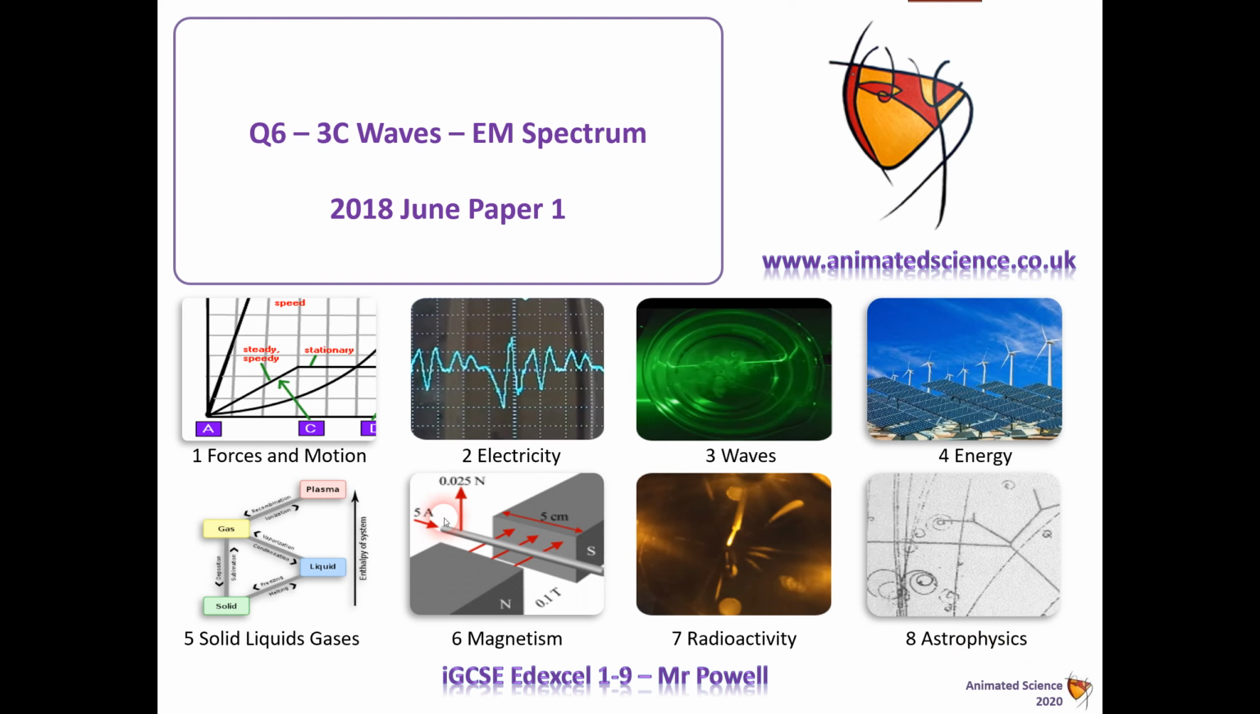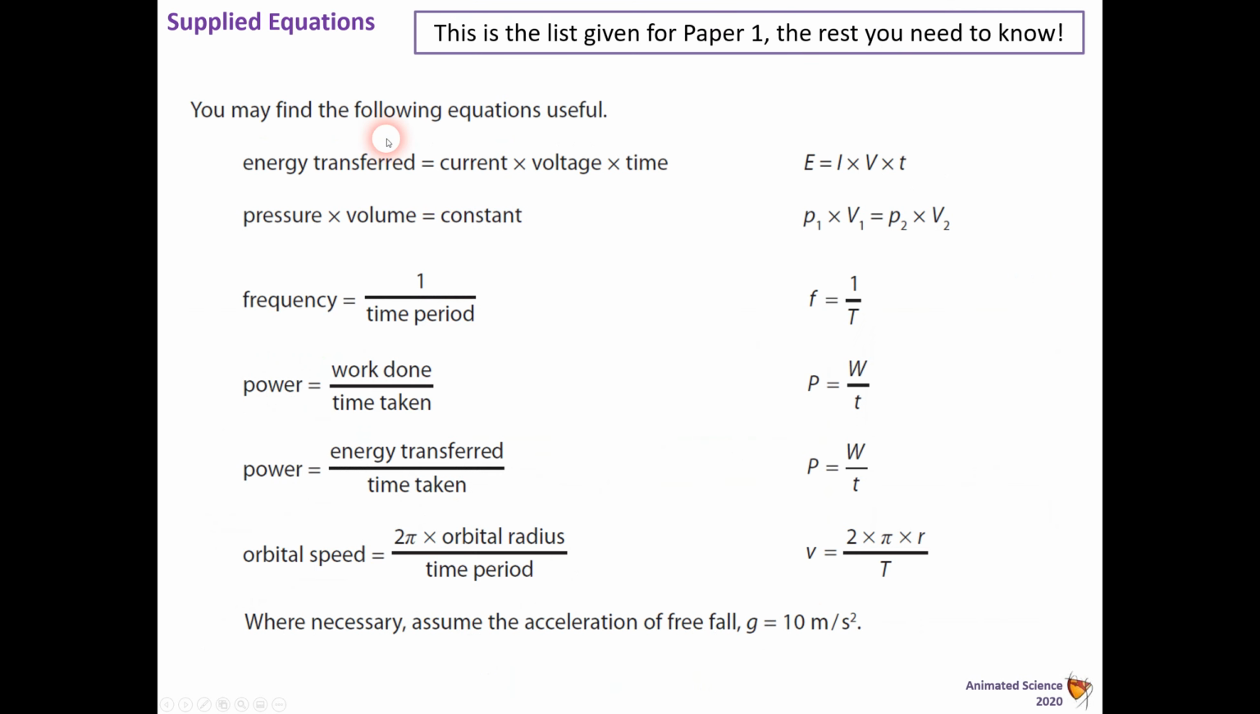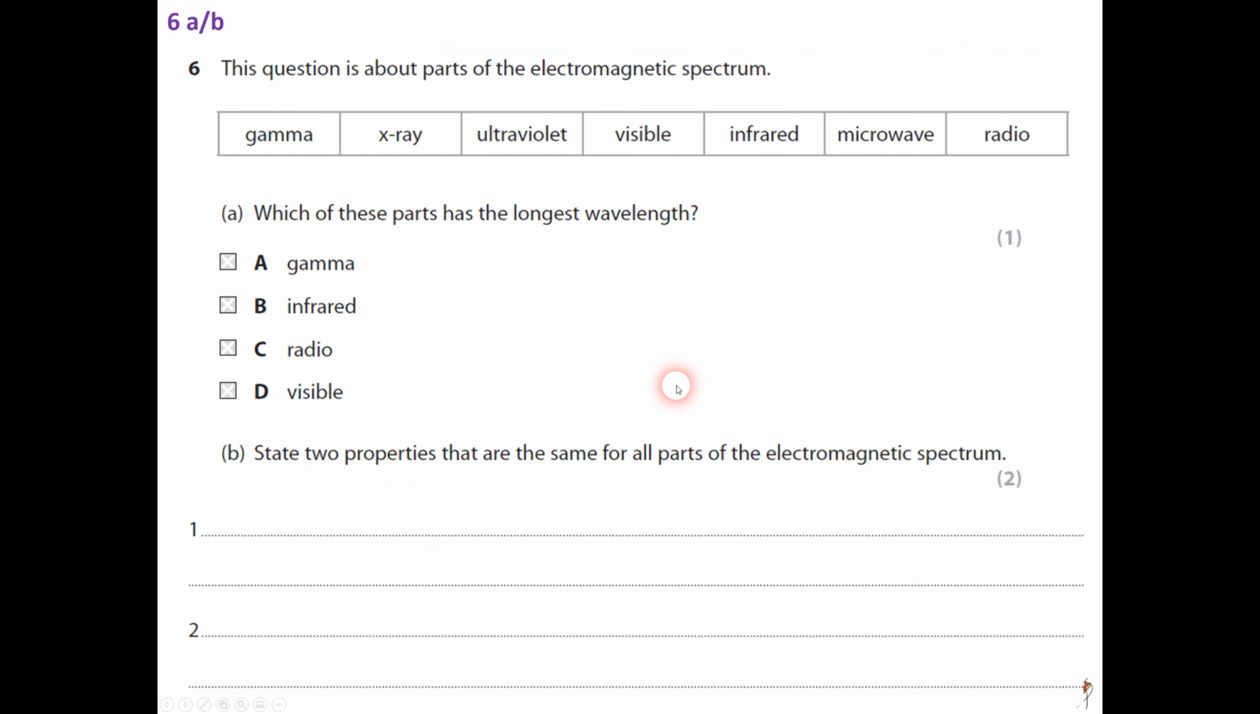So we're looking at the iGCSE Edexcel 1 to 9 series 2018 June paper 1. This is question 6. It's on 3C waves, the EM spectrum. There's the sort of formulas we would expect to see on a paper 1. You can decide if you need any, we'll see in a second.